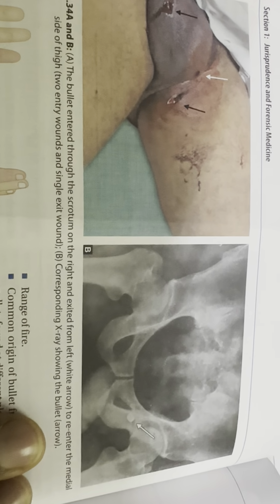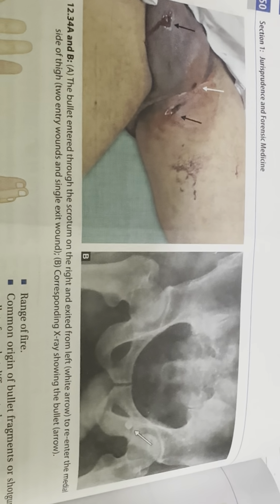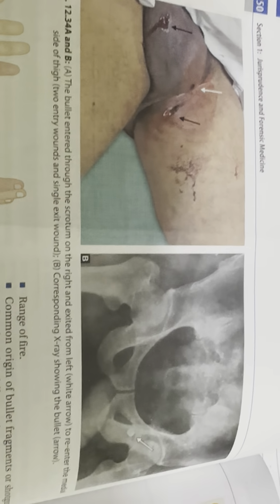This bullet entered through the scrotum on the right and exited to the left to re-enter the medial side of the thigh: two entry wounds and two exit wounds. Corresponding X-ray showing the bullet.